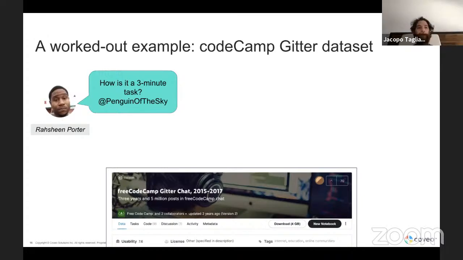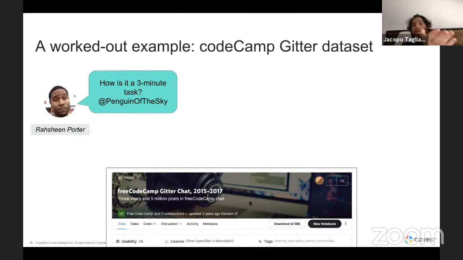So let's start with a worked out example. We will need to skip through a lot of details because I want to devote some part to the documentation side at the end, but I'm happy to take it offline with more details. This is a data set that you can download. It's called the freeCodeCamp Gitter chat, and it's basically a Slack-like data set that reports all the messages from the people participating in this code camp in 2017, I think, something like that.